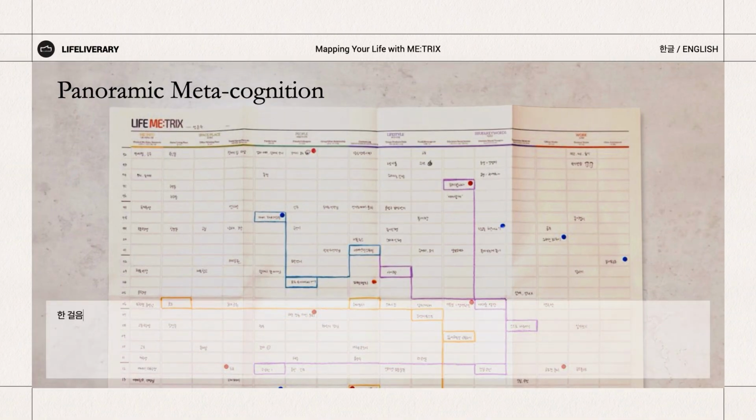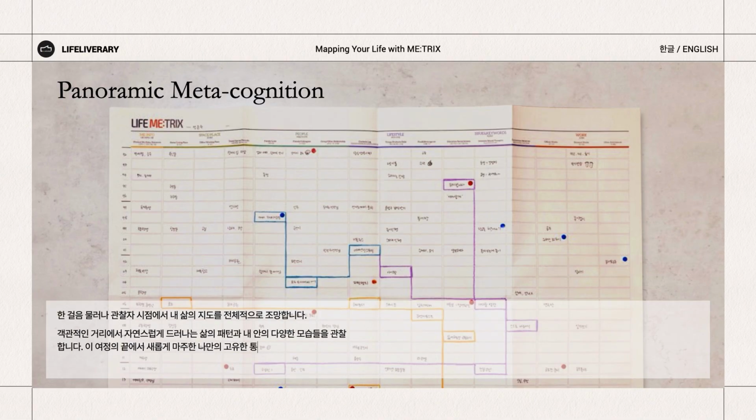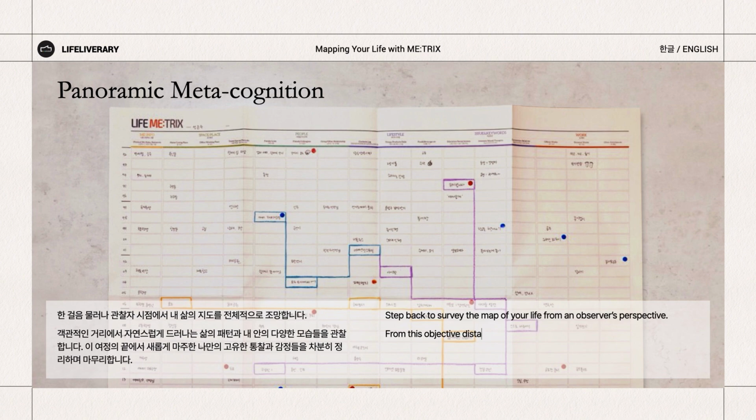Step back to survey the map of your life from an observer's perspective. From this objective distance, observe the life patterns and diverse facets of your identity that naturally emerge. Conclude this journey by calmly organizing the unique insights and emotions you have newly encountered.